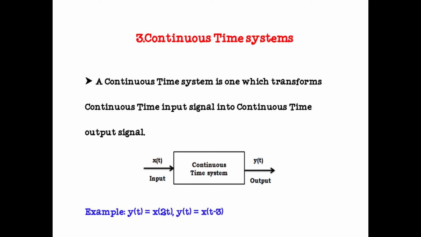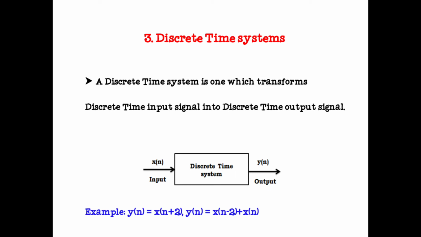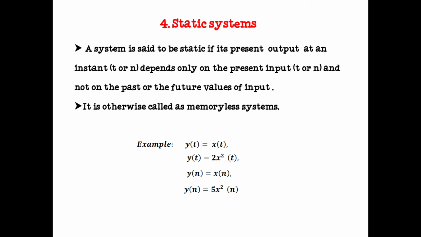You can write. Discrete time system. A discrete time system is one which transforms discrete input signal into discrete output signal, that is x of n will be converted to y of n. So those systems are called discrete time systems. Example, y of n equal to x of n plus 2. Like that expressions you can write as examples.